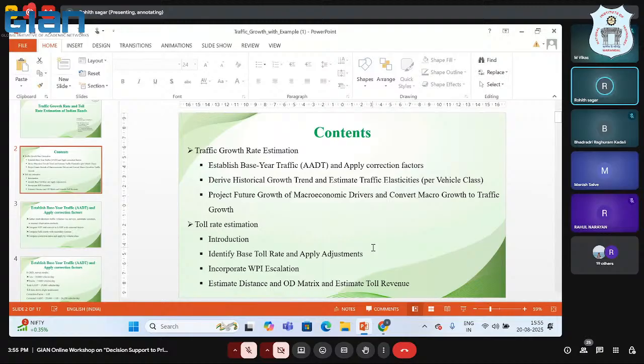So we will get AADT for our base year, that is 2020, or 2025 if you are taking the survey now. Then we will back calculate this base year traffic data for earlier years like 2019, 2018, because we need to compare this with NHDP data. We won't get NHDP data for future years or the present year. They give the data after the completion of the year, so we only have data of previous years.